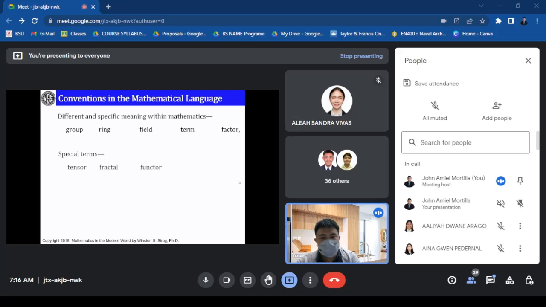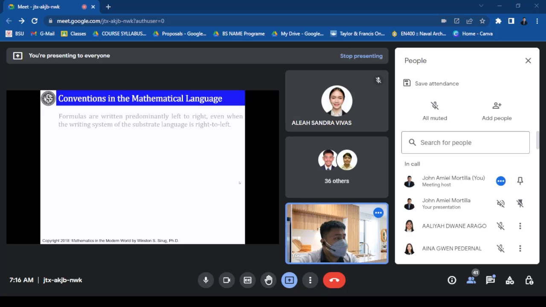Okay, so different and specific meaning within mathematics. We have a group, a ring, a field, and term factor. So we have special terms: we have tensor, fractal, and functor. So for mathematical taxonomy, we have axiom, conjecture, theorems, lemma, and corollaries.